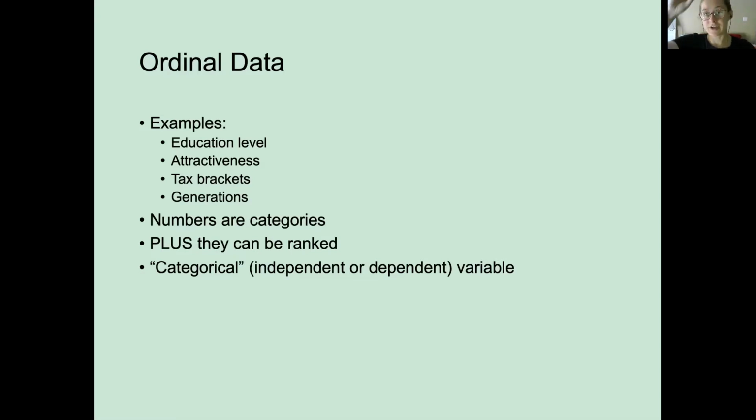My dad is in Generation X, but I know other people who are still in Generation X who are way younger, right? And the distance from me to them is not going to be the same as the distance between me and my dad if we're looking at age. So the intervals between a person who's in each of these generation categories is not always going to be the same. We can rank them though.